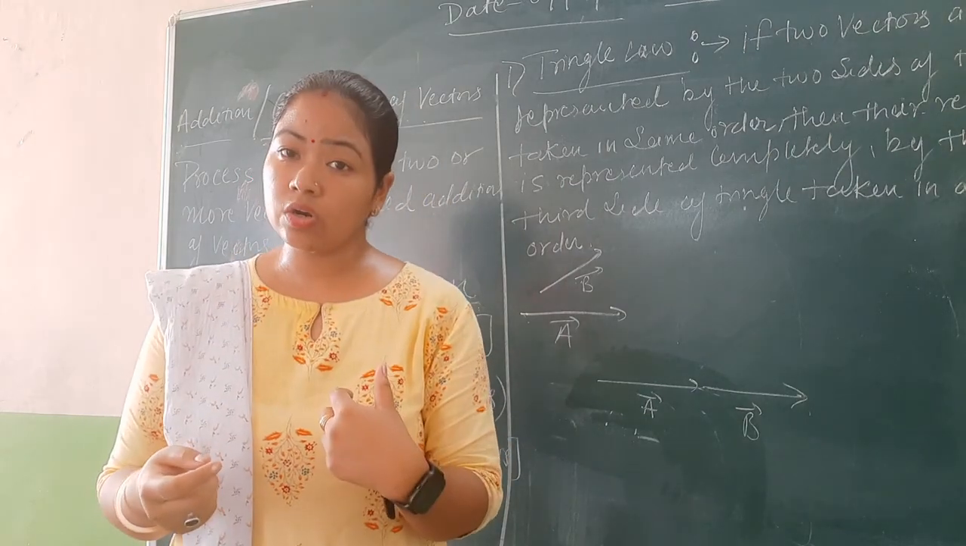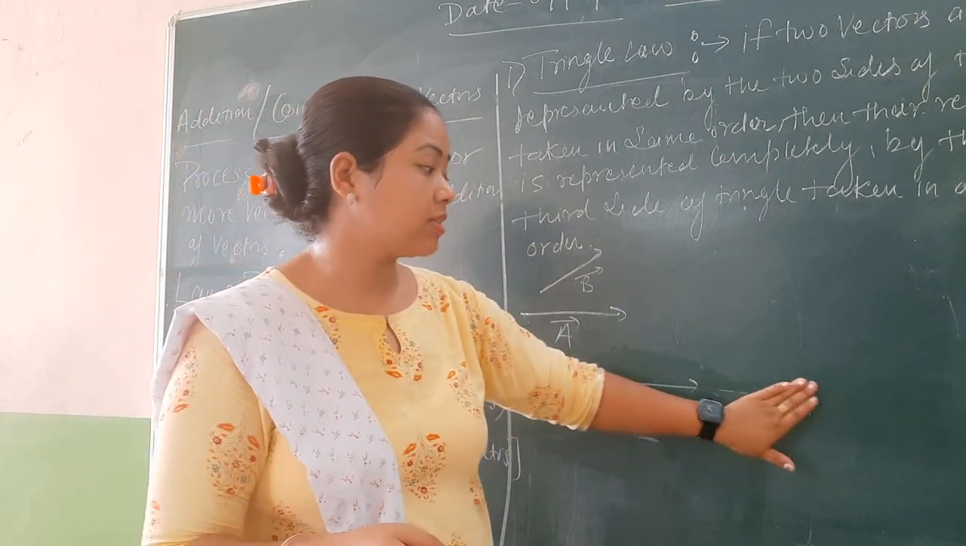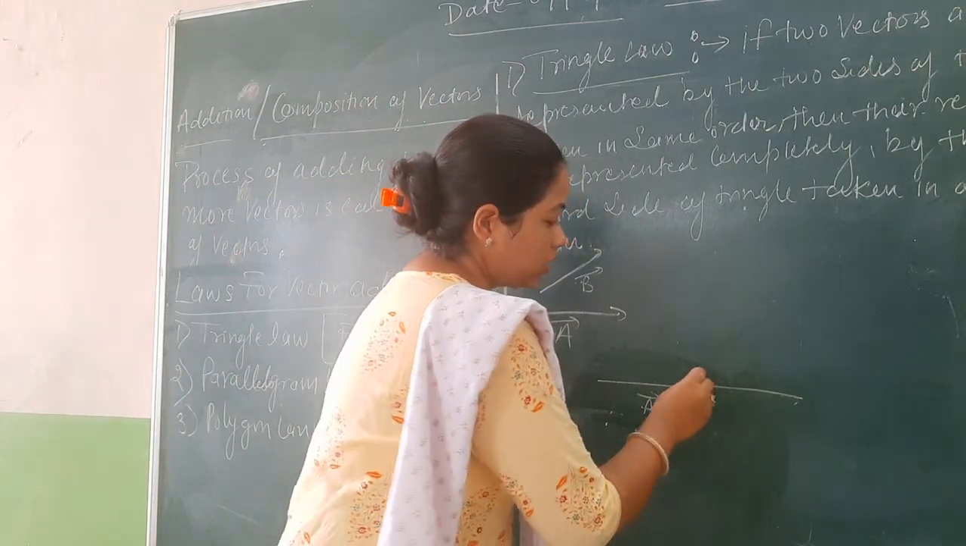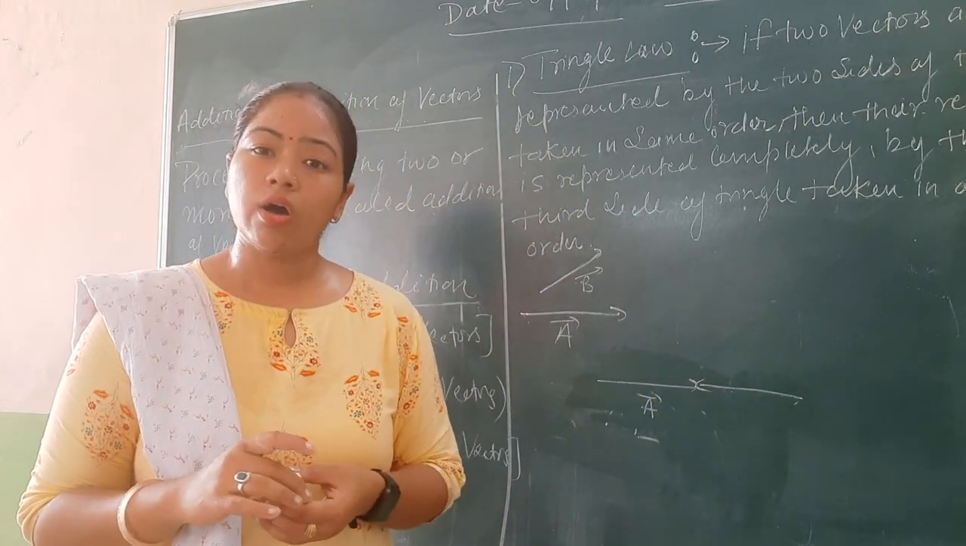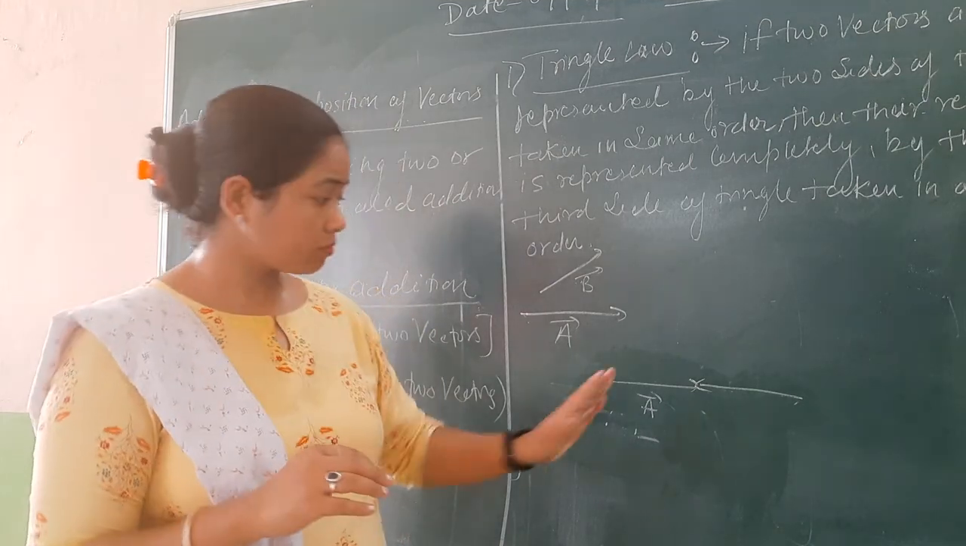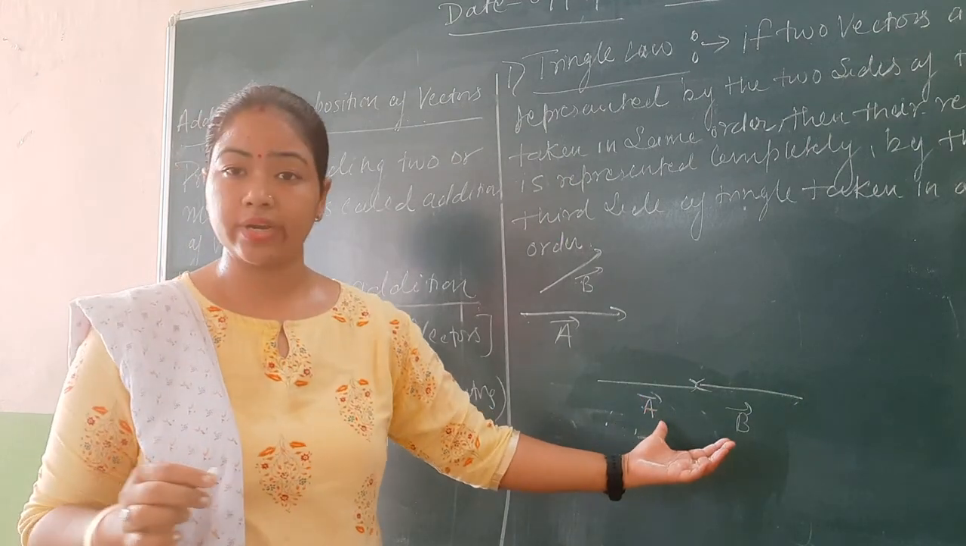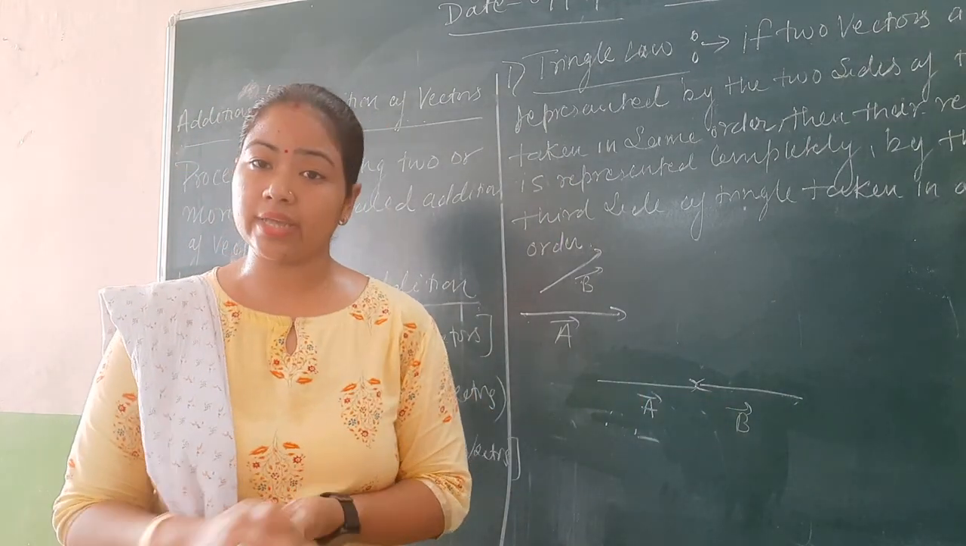And what is the opposite order? Well, the heads of 2 vectors are connected with each other, so that is taken as the opposite order, right? If I connect the heads of these 2 vectors, then that order will be taken as the opposite order.